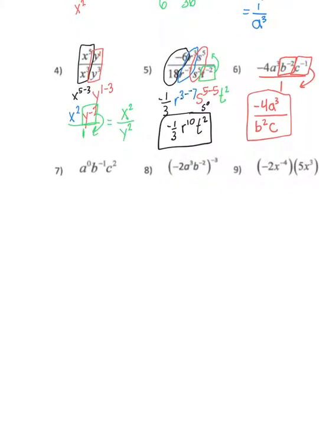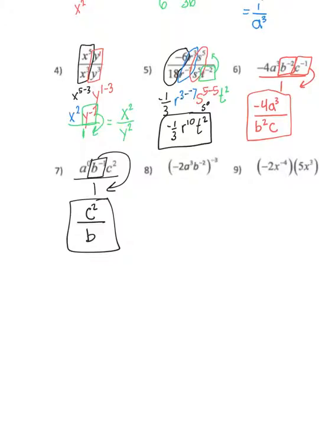Okay, number 7. First I have a to the 0, and I know anything to the 0 power is just 1. So my a to the 0 becomes a 1. Then I'm going to take my b to the negative 1 and bring it to the bottom of my fraction. So that can come down here, and it's going to be b to the positive 1 on the bottom. Then I'm going to leave my c squared on top. I can't change anything about my c squared. So that makes this my final answer.